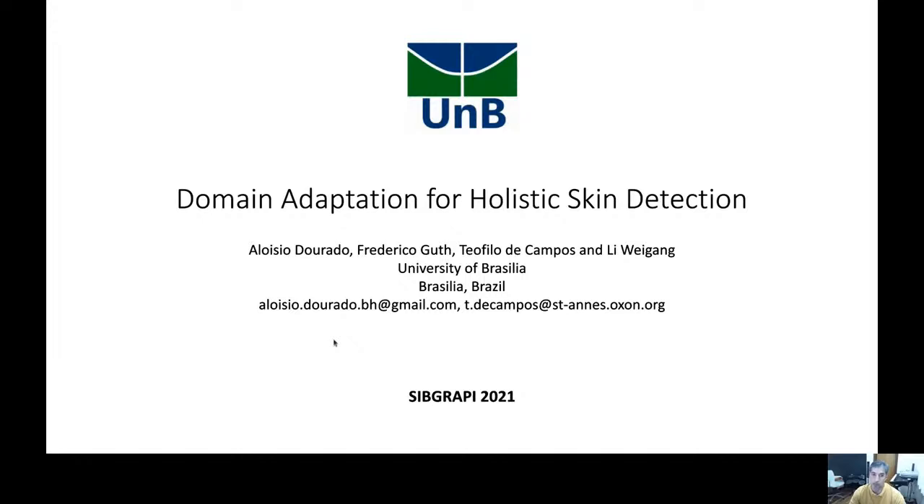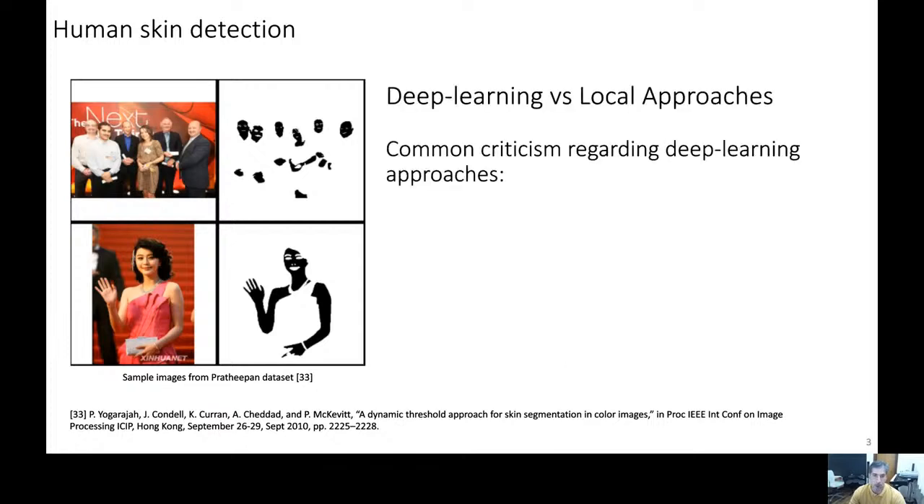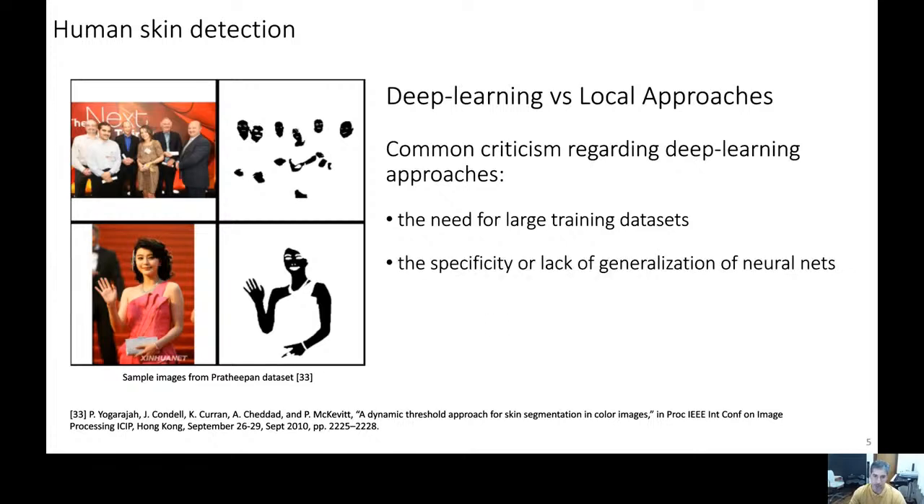Hello everyone, I am Aloysio Dourado and I will present our domain adaptation for holistic skin detection paper. Human skin detection is the task of identifying which pixels of an image correspond to skin. Despite all the advances that fully convolutional neural networks have brought to image segmentation, some common criticism is still made to argue that pixel-based approaches are more suitable for skin detection, namely, the need for large training datasets, the specificity or lack of generalization of neural nets, and prediction time.